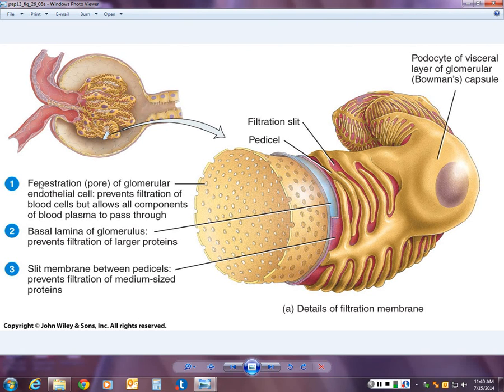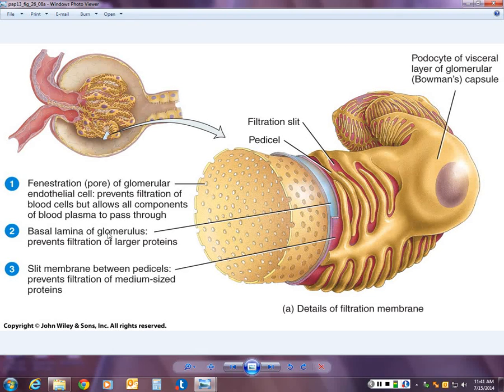And you can see that represented here in yellow. You see the endothelium with the small, tiny fenestrations within it. The second major component is the basal lamina. The basal lamina is essentially like the basement membrane. This is another layer to the filtration membrane that whatever is being filtered must move through.